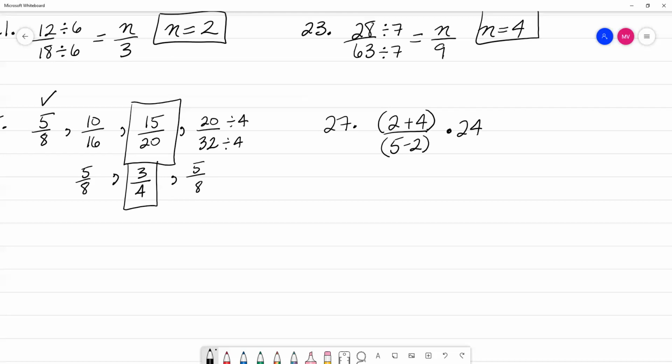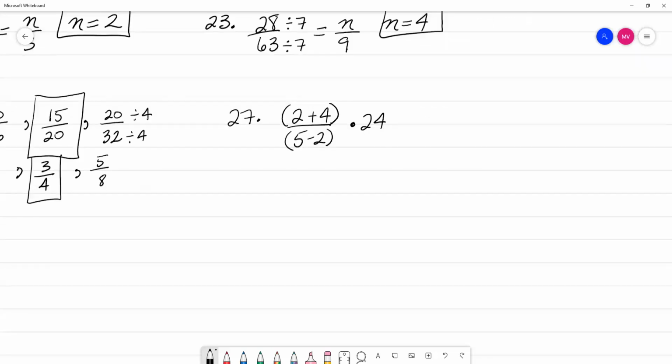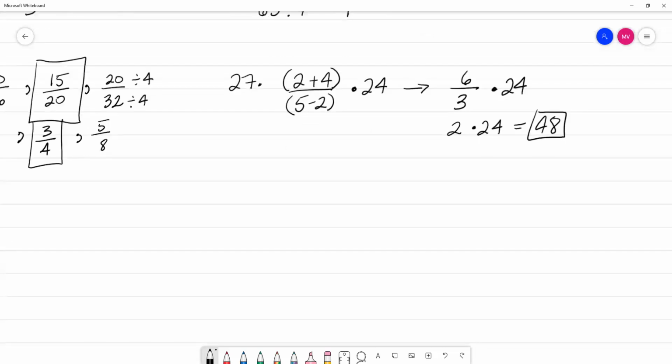So what do I do? What do I simplify first here for number 27? What do I do first? Oh, you just times 4 plus 4. What's my order of operation? Parentheses. That's why we put parentheses. It's 4 plus that will be 6, and 5 minus that will be 3. So that simplifies to 2 times 24, which means our answer is what? Okay, 29.